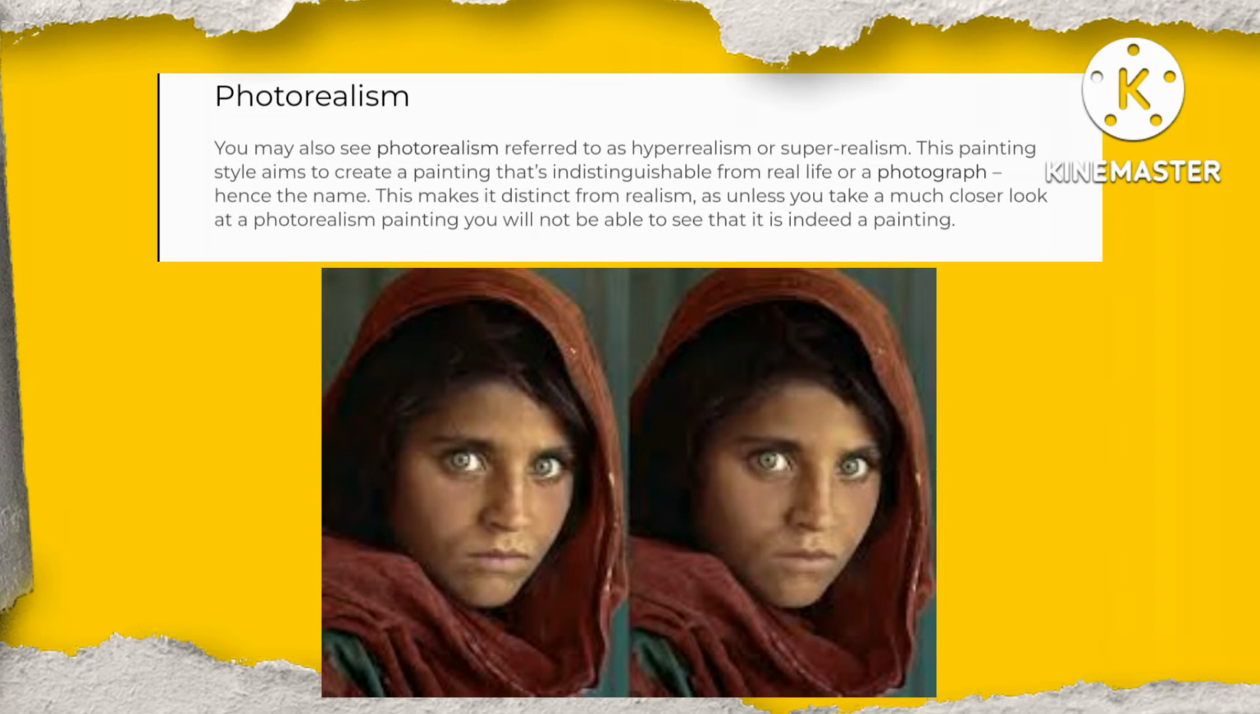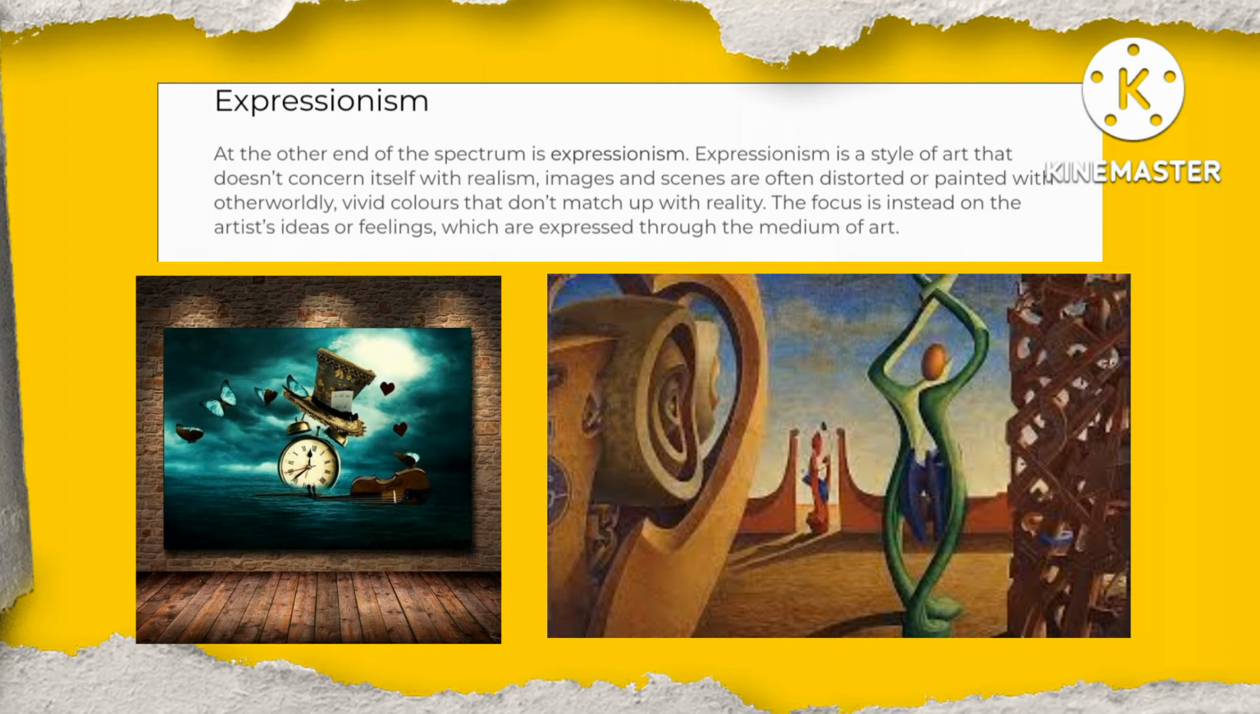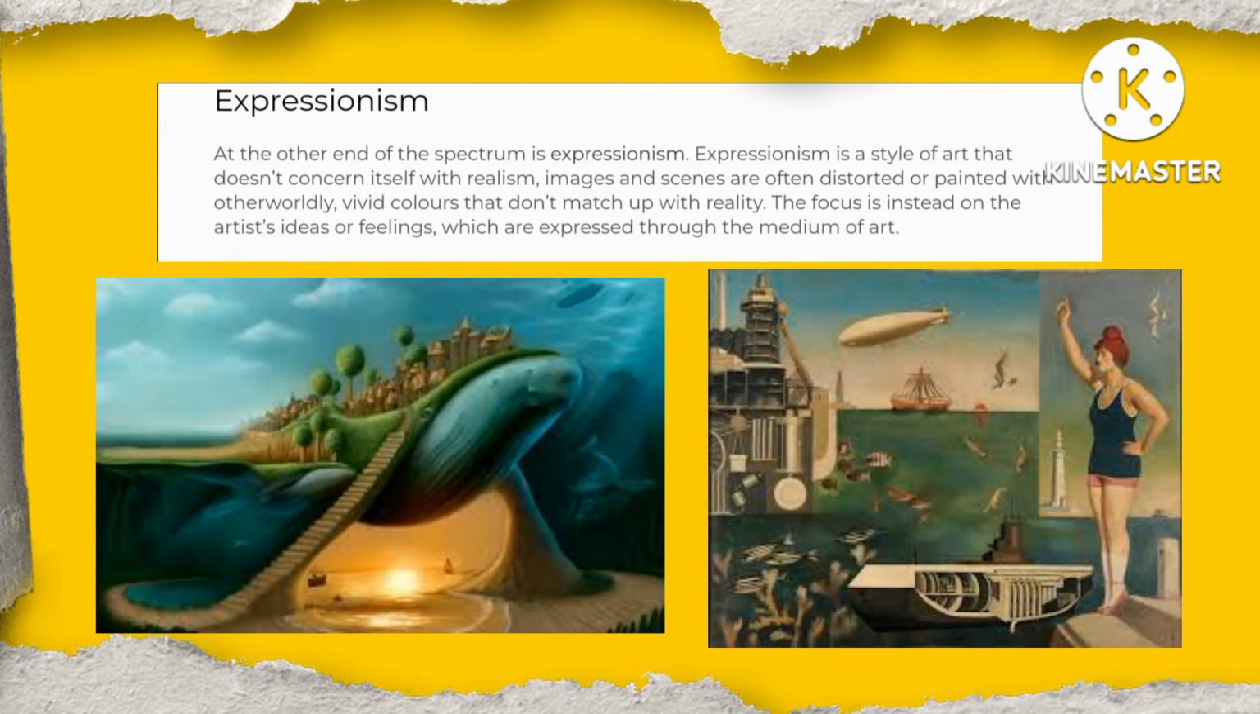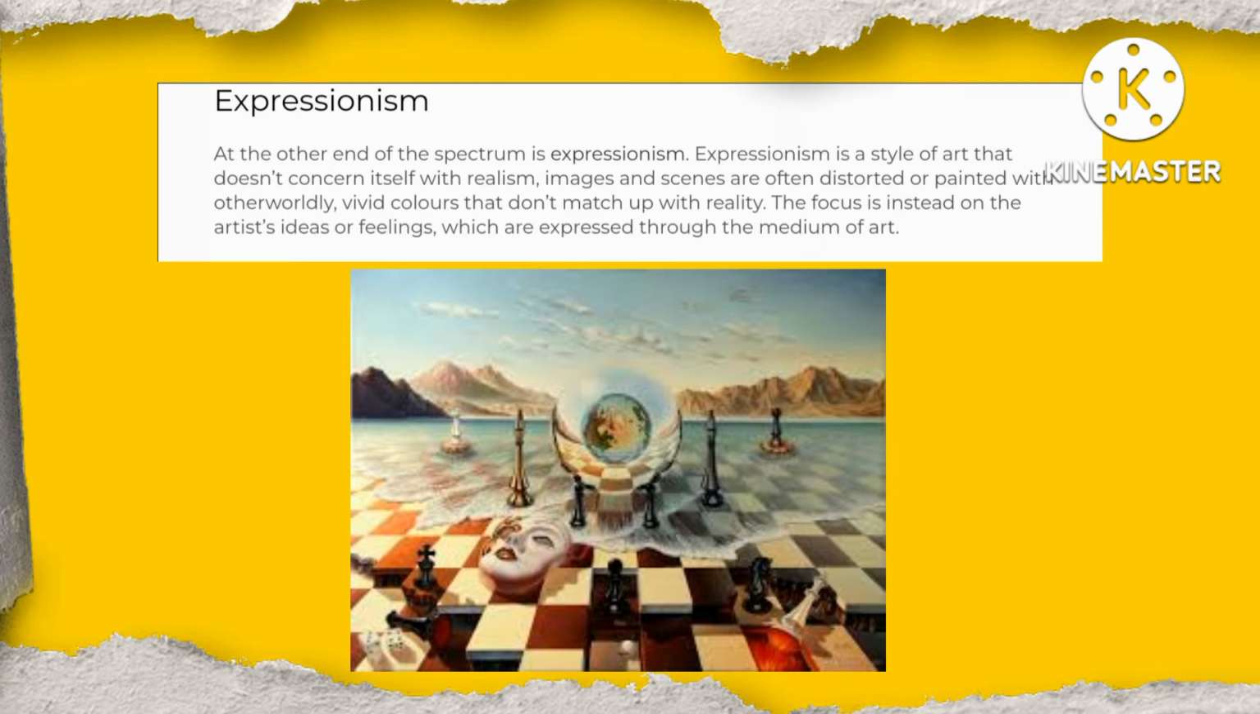Number 2, Expressionism. At the other end of the spectrum is expressionism. Expressionism is a style of art that doesn't concern itself with realism. Images and scenes are often distorted or painted with otherworldly, vivid colors that don't match up with reality. The focus is instead on the artist's ideas or feelings, which are expressed through the medium of art.